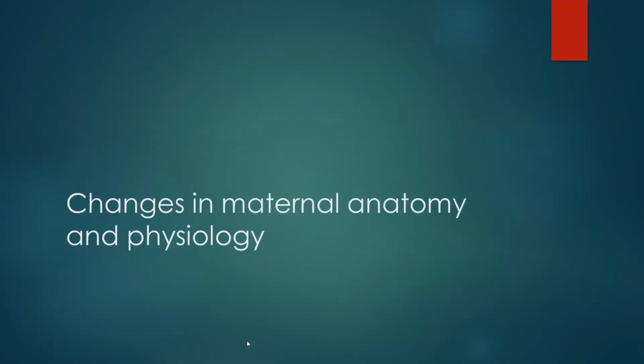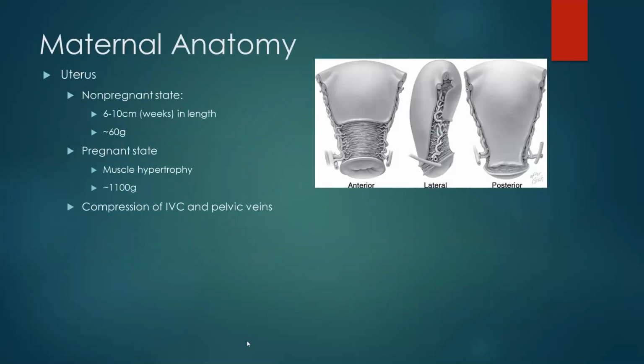So just a quick review of maternal anatomy and physiology changes. The non-pregnant uterus ranges from about 6 to 10 centimeters, and we equate centimeters to weeks in our OB language, so that's why you'll hear that. Usually the uterus weighs only about 60 grams, and in a nulliparous patient, or patients that have never been pregnant before, it's about 6 centimeters and then gets larger in patients who've had babies.